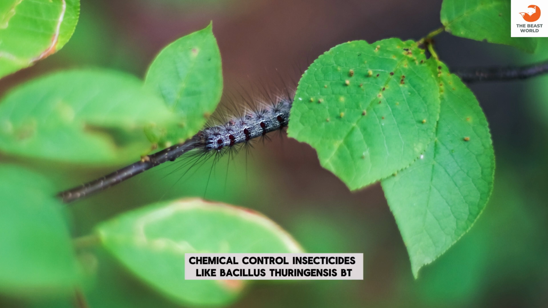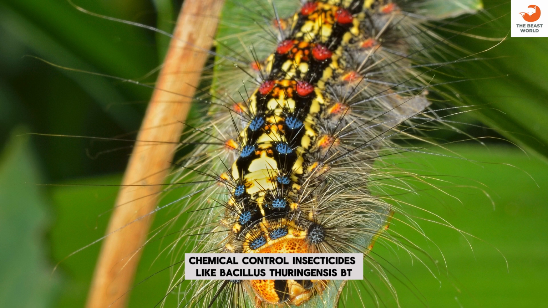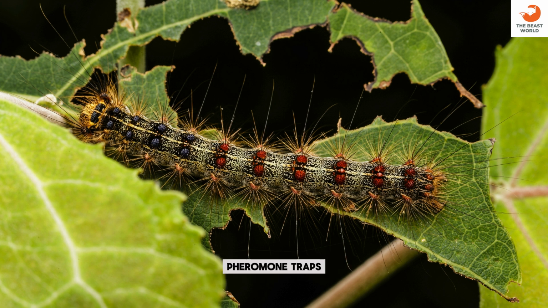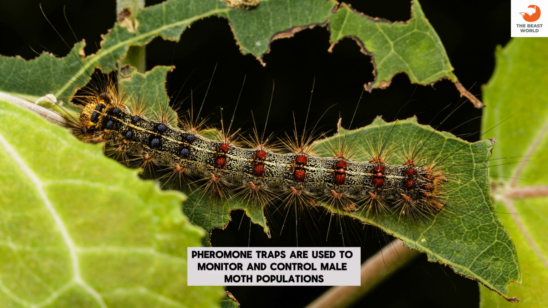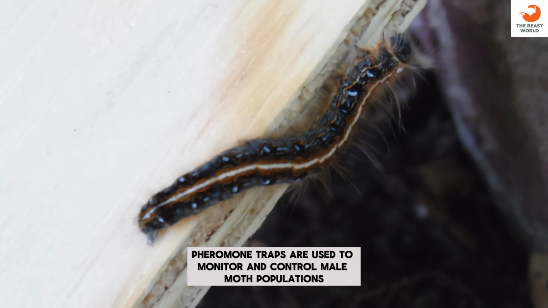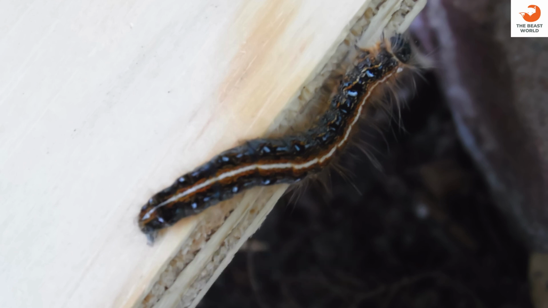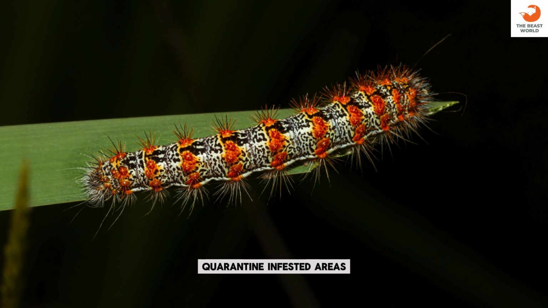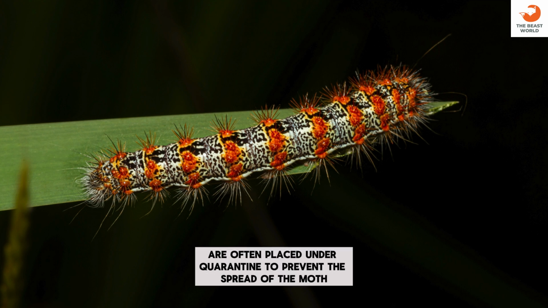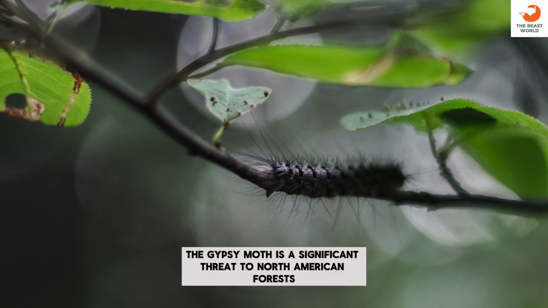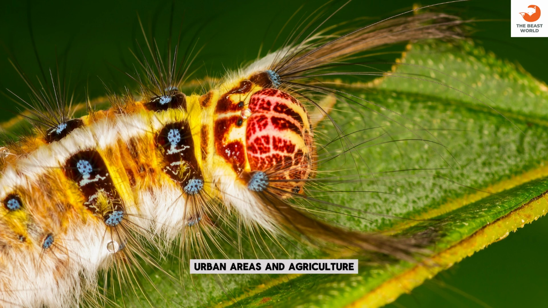Chemical control: insecticides like Bacillus thuringiensis (Bt) are used to control gypsy moth populations. Pheromone traps: pheromone traps are used to monitor and control male moth populations. Quarantine: infested areas are often placed under quarantine to prevent the spread of the moth. Environmental impact: the gypsy moth is a significant threat to North American forests, urban areas, and agriculture.